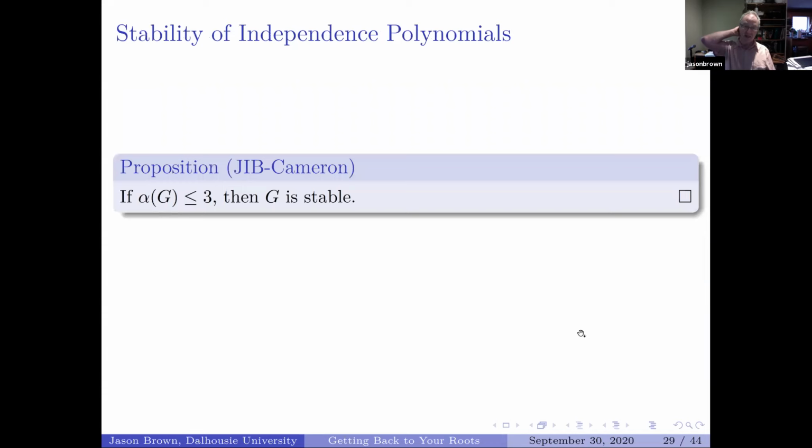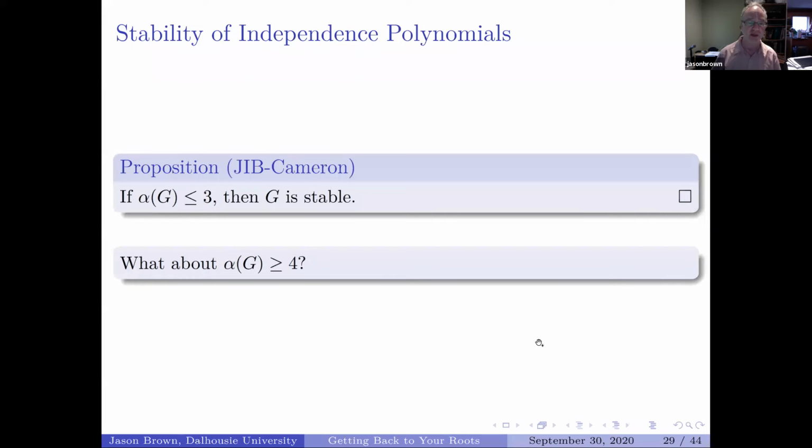So myself and my ex-student, Ben Cameron, looked at stability of independence polynomials. We proved that if the independence number is at most 3, where the independence number is the maximum size of an independent set, i.e. the degree of the independence polynomial, then the graph G is stable. All its roots are in the left half plane. Interesting question about how you might prove that, because there's lots of different graphs with independence number at most 3. But I'll refer you to one of our papers.